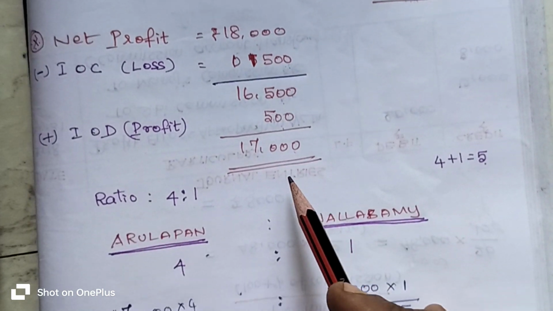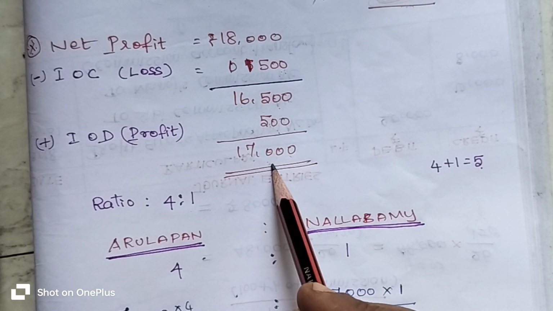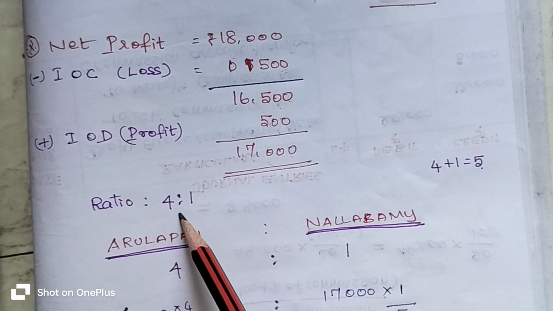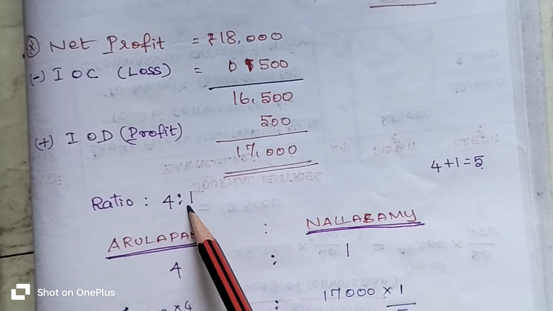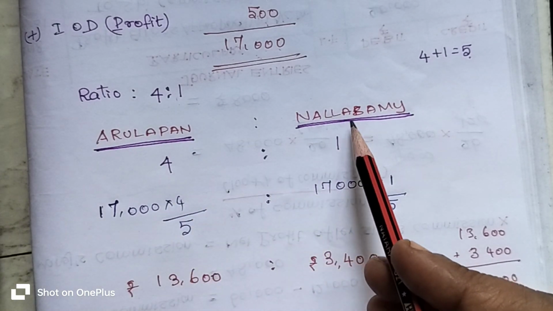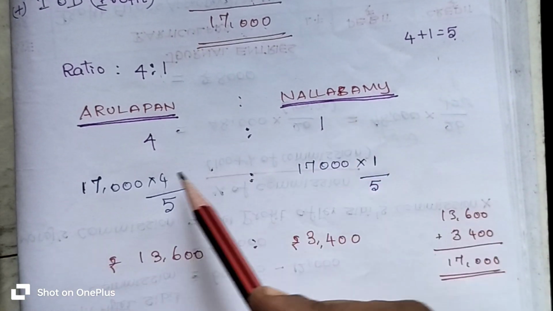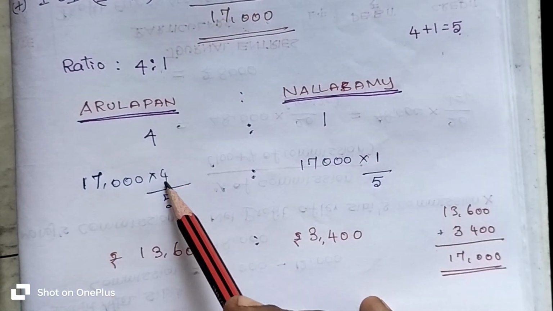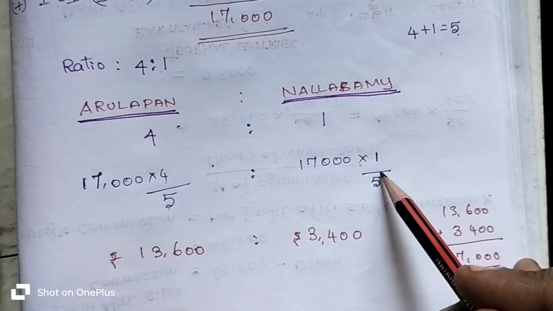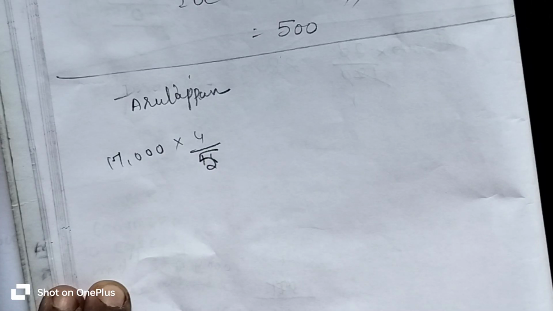So what is the ratio they have given here? For this 17,000 rupees net profit, we are going to distribute the profit according to the ratio. The ratio is given in the question, 4:1. So that means Arlappan is 4 and Nallaswamy is 1. Okay, so 4 plus 1 equals 5. So Arlappan has 17,000 into 4 by 5 and Nallaswamy has 17,000 into 1 by 5. Okay, now we have to cancel it.